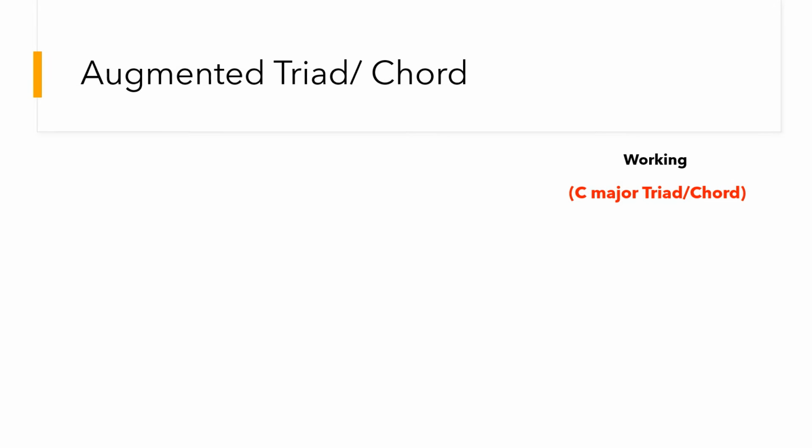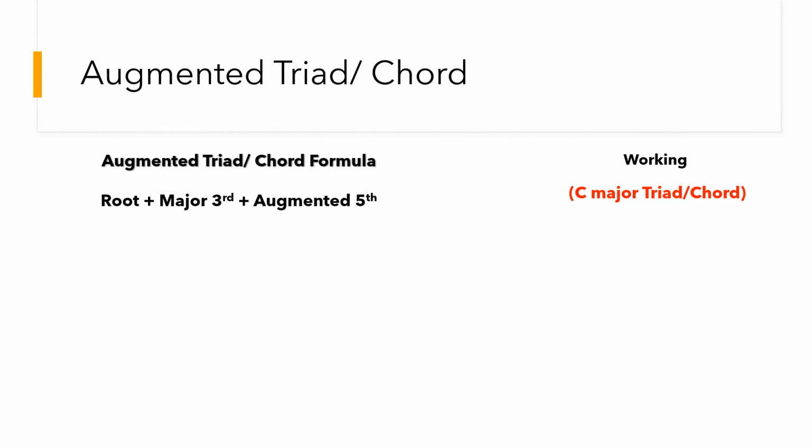Second to last triad or chord, we are moving on to augmented triad slash chords. So the augmented triad formula is different once again. Each one is different. This one requires you to put a root, which is the first, of course, a major third, and an augmented fifth.